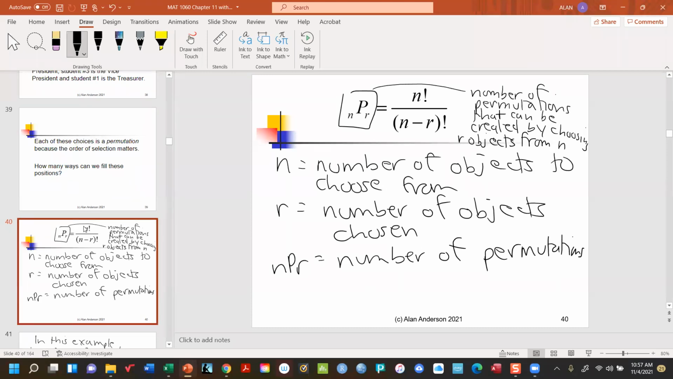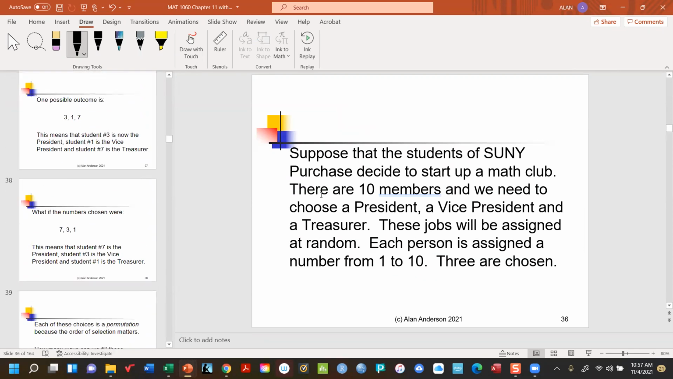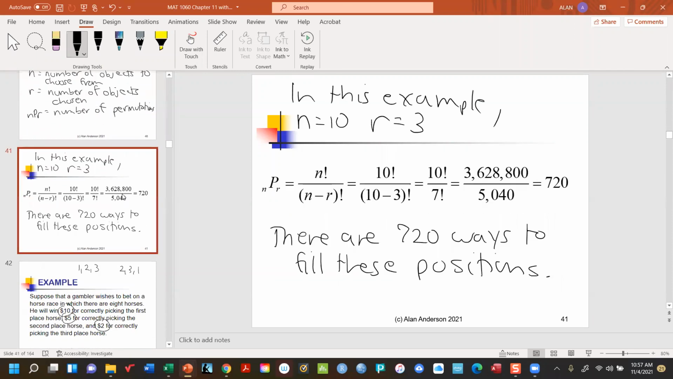So therefore, for this question with the students and the jobs, there are 10 members of the club, so n is 10, and there are 3 people being chosen for these positions, so r is 3. Here it is again: n is 10 because there are 10 members of the club, and r is the number of officers that we need to pick. If you plug these in, after doing some algebra you've got 10 factorial over 7 factorial. So now you can go to your calculator, hit 10, and then hit this button.